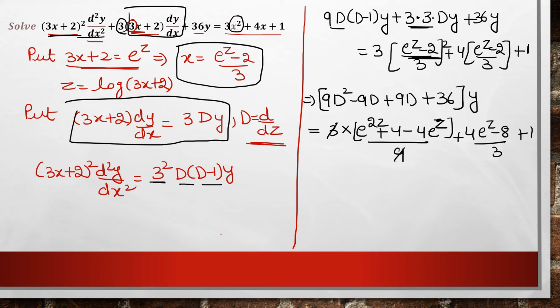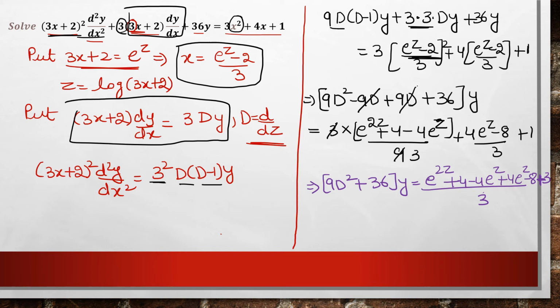Now this 3 and this 3 will be cancelled. After calculating and simplifying, if I cancel this, the 4 e power z will be cancelled with this. And this is 7: 4 plus 3 is 7, minus 8. So what we are going to get? From here you can take 9 common, so you'll get D square plus 4.